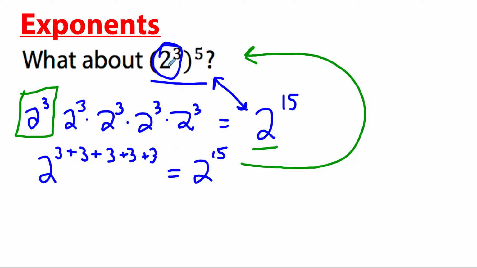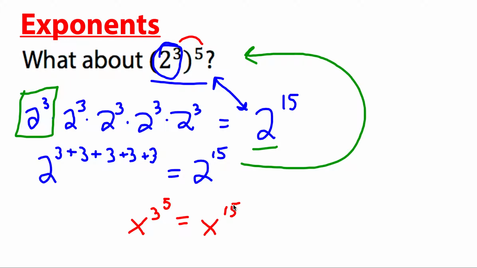How can we go straight from 2 to the 3rd power, all of that raised to the 5th power, and get to 2 to the 15th? Well, if we take these two exponents right here and we just multiply them together, 3 times 5 is 15. And in fact, that is the general rule anytime we have an exponent raised to another exponent. So let's say this was x raised to the 3rd power and all of that was raised to the 5th power like that. Then that would just be x to the 15th.